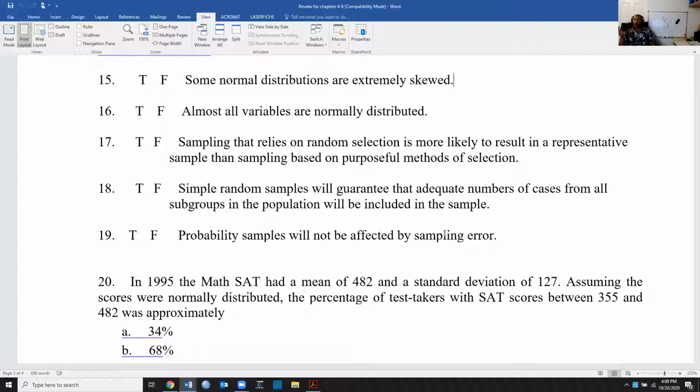So with a simple random sample where everybody has an equal chance of being chosen for the sample, you're more likely to have a representative sample because there's no selection bias. However, with these purposeful methods of selection, like a snowball sample, you're more likely to have a biased sample. Okay? And when we use the term representative sample, what we mean by that is we are saying that our sample looks like our population.